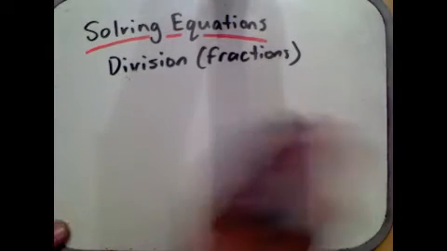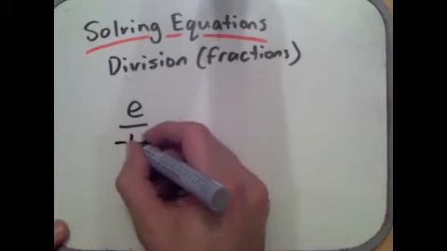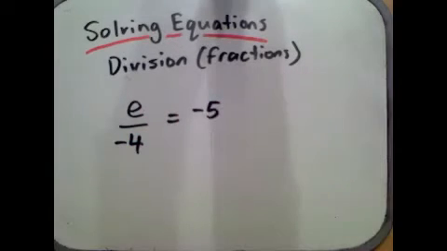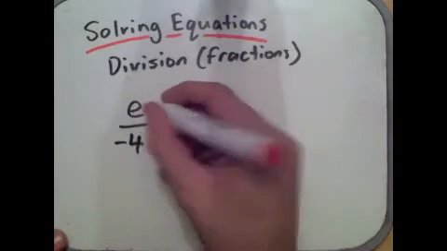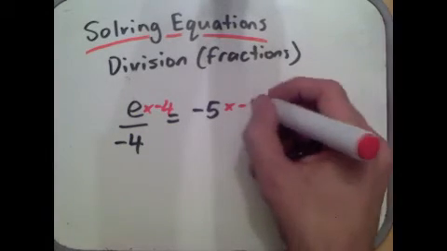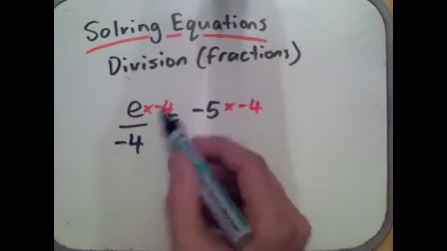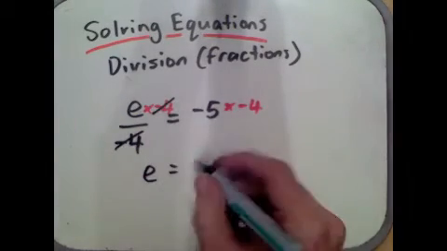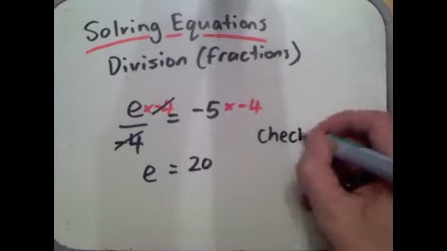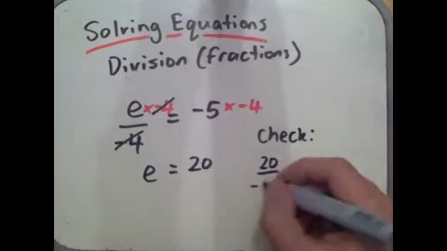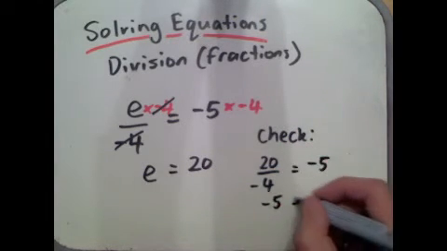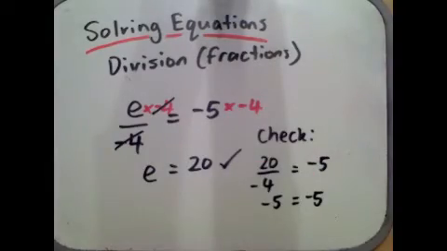Alright, let's look at another example. E divided by negative 4 is equal to negative 5. So again, it's negative. We have to multiply by negative 4, and the other side by negative 4. Negative divided by negative is positive. 4 divided by 4 is 1. And we get negative times a negative is positive 20. We can check. We get the left-hand side of negative 5 equal to the right-hand side, so we're correct.